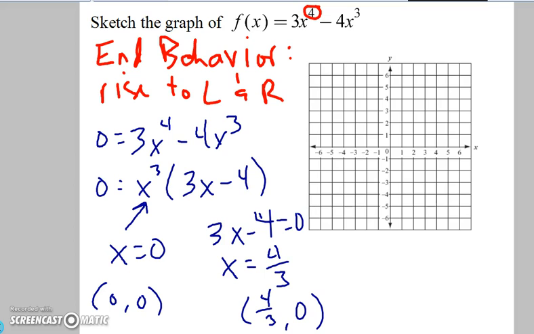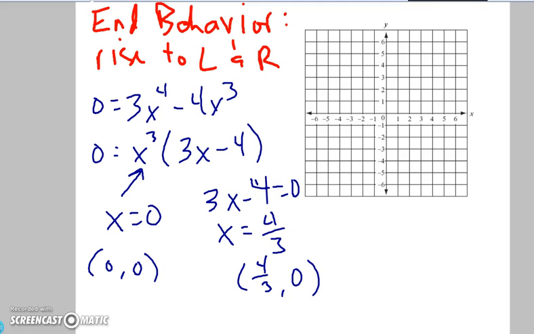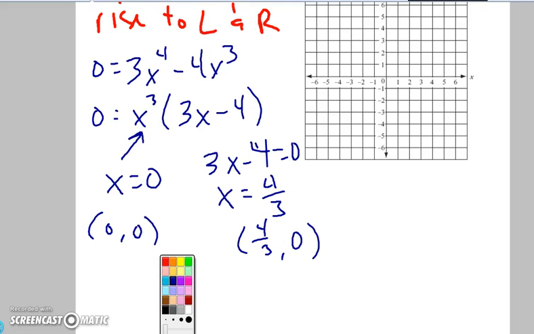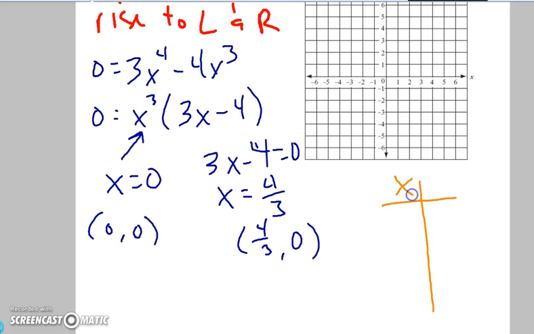So I've got 2 points I can plot, but I want to get a couple more. So what I'm going to do is make a table of values, and I'm going to pick in between 0, 0 and 4/3, 0. I'm going to pick the point 1/2. I'm going to pick the point 1 for x, and I'm going to plug those two values into my original function. And when we do that, we get negative 5/16 and negative 1. So I've got now 4 points I can graph.